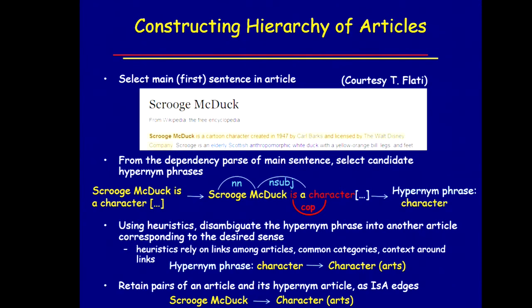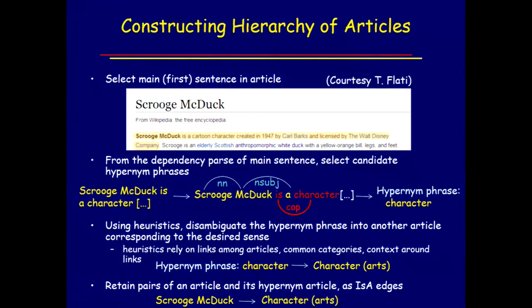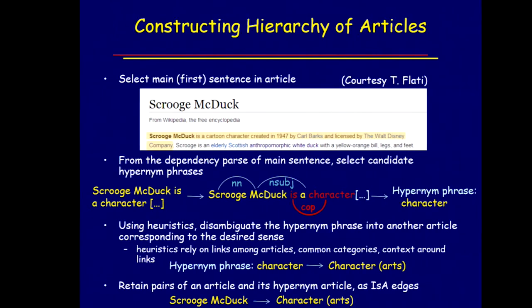But this is a phrase, this is a string, it's not disambiguated. You need an article to code. The hypernym must be an article. If it's a phrase, it's nothing. So they use heuristics in order to disambiguate these hypernym phrases into some other articles that correspond to the desired sense. Is it the alphabet character or is it the fictional character? It's the fictional character, of course. And for this, they rely on links among articles in general, and common categories, and context around links. And I'll tell you more about what this means exactly.